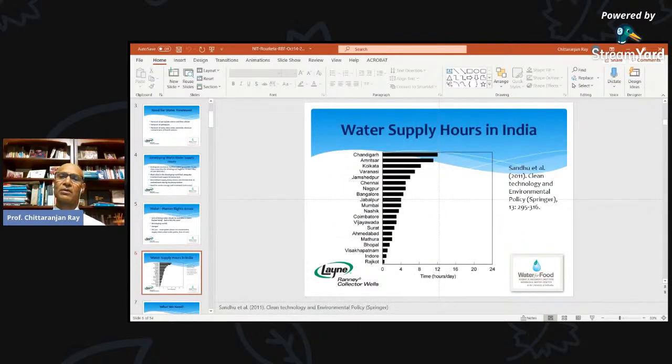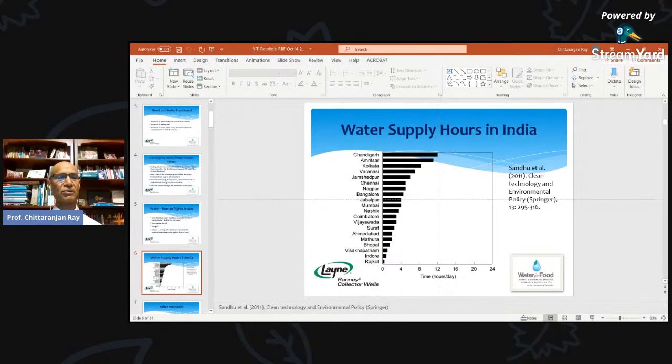But if you look at the supply hours in India, this is a chart. We had a paper, the reference is on the right side. Cornelius Sandhuwa is the first author. He is in Germany right now. It's in the Clean Technology and Environmental Policy journal of Springer. Chandigarh had in that survey the most supply hours, 12 out of 24. Amritsar had a little more. But there are cities with a couple of hours less than that. Bhopal, less than 2 hours. Visakhapatnam, even less than 2 hours. So this is the situation.